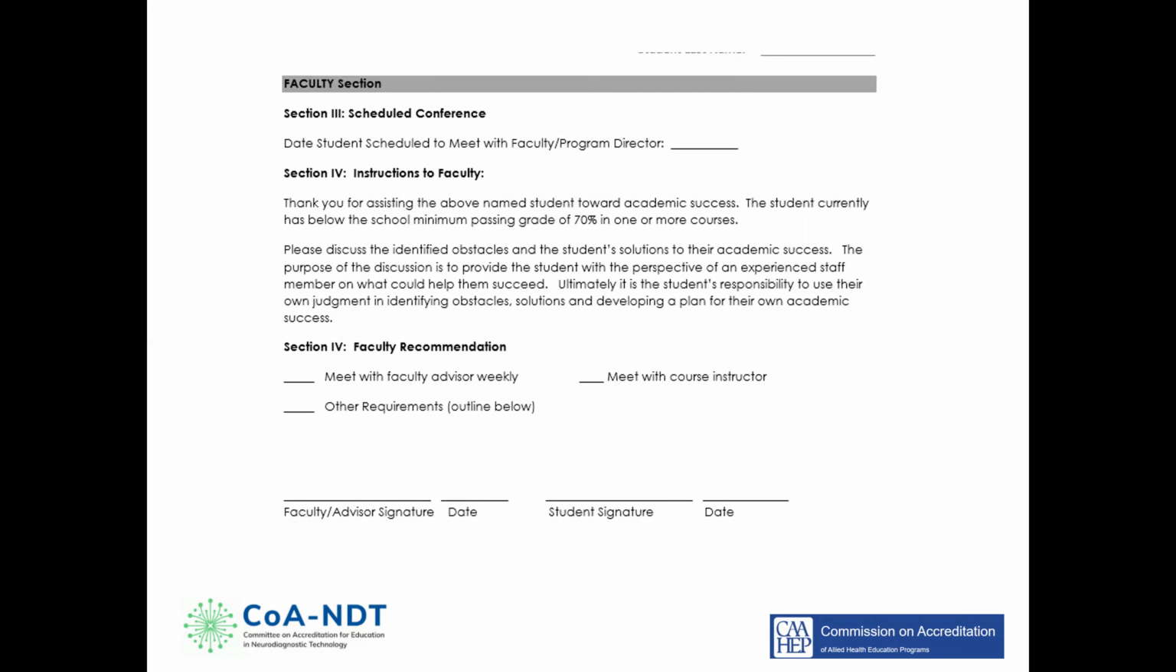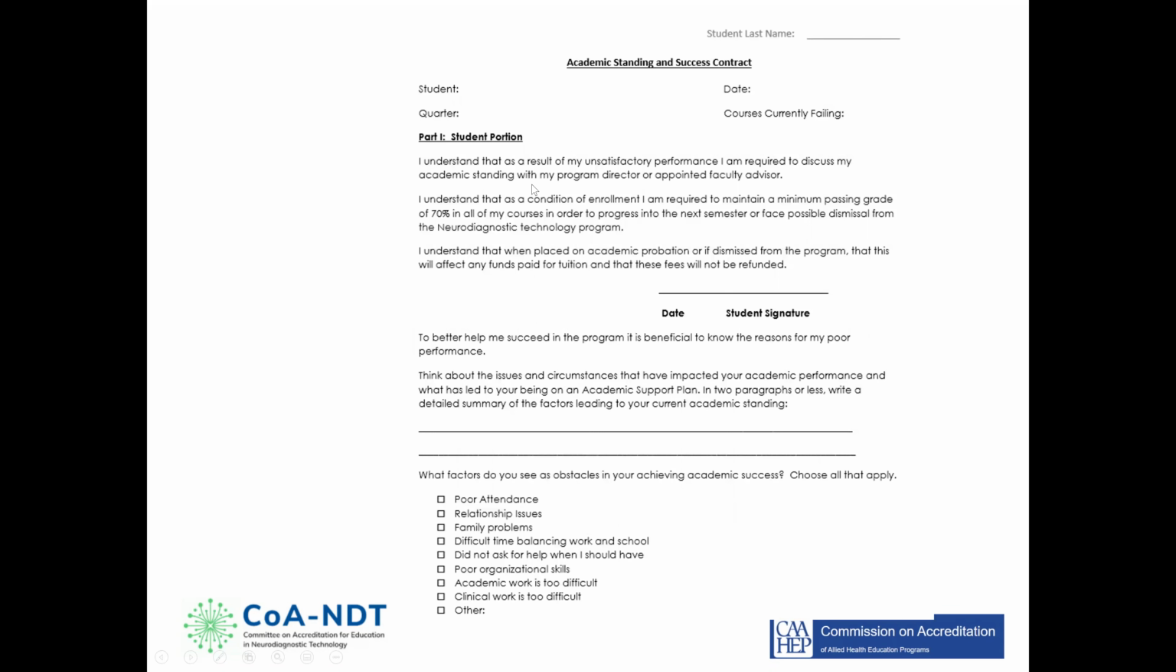And then the next page shows things that they have to do. So one of the things is they have to sign it. They understand that they have unsatisfactory performance. It can affect not only their enrollment in the program, but their financial aid. And then they have to fill out the section to help me understand why they're doing poorly. Is it attendance? Is it relationship issues, family problems, difficulty balancing school and work? And the list goes on. And it's very telling how they fill this out.